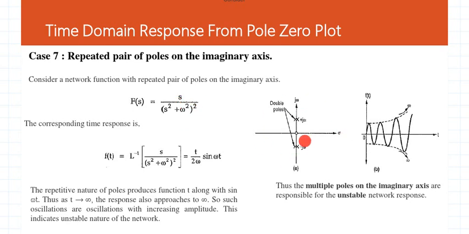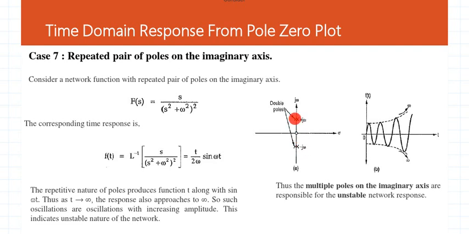What is the effect of such a pole zero plot on the time domain response? So we want to analyze what the time domain response of such a plot would be. The time domain response of such a plot will result in an unstable system. Why is it unstable? Let us identify the components inside it.